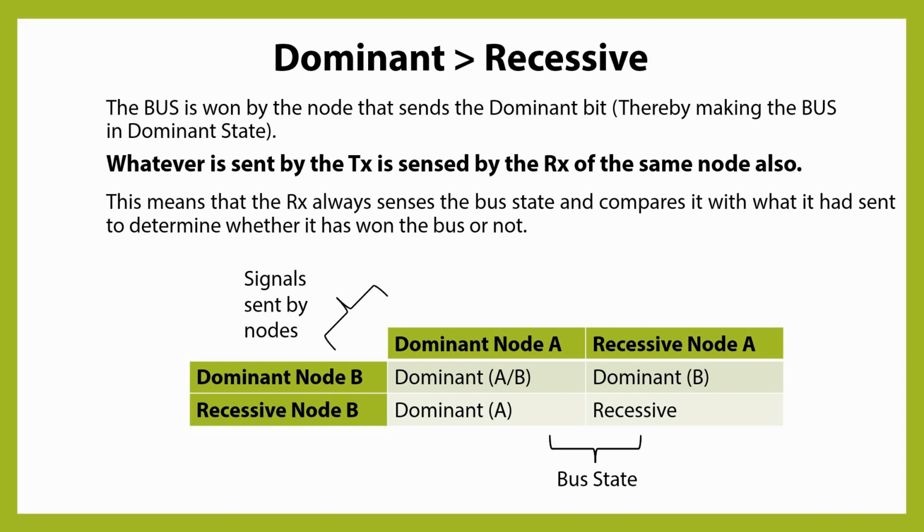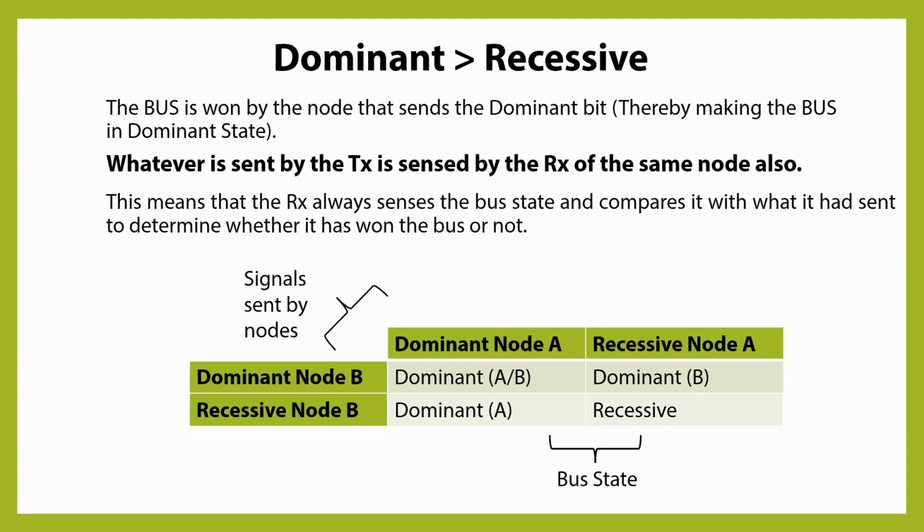So the explanation is also written over here. This means that the RX always senses the bus state and compares it with what it had sent to determine whether it has won the bus or not. So what will happen if it hasn't won the bus? It will go into a listen-only mode, or the recessive state, and it will wait. It will wait for the bus to become idle so that it can try to send the data again.